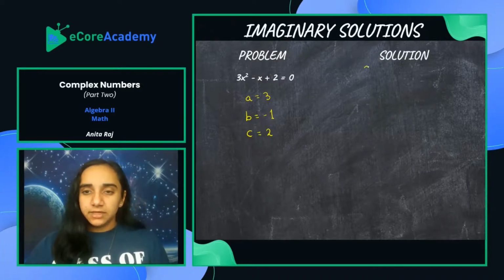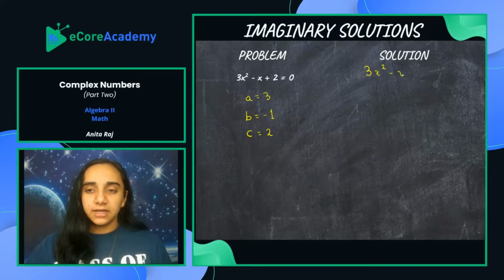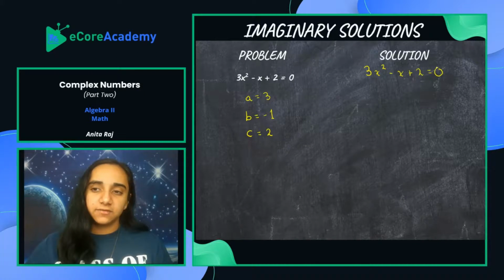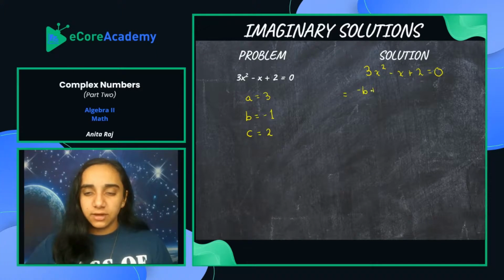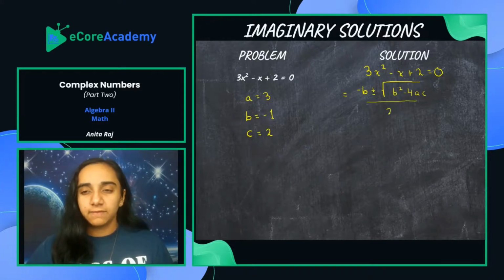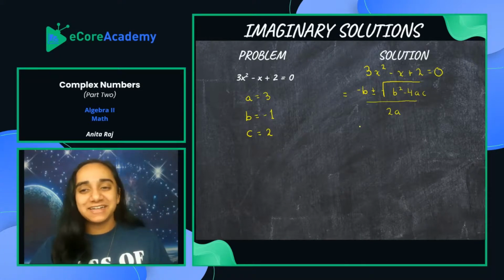Because we already did a problem like this, I'm probably going to go through this kind of quickly. So I'm going to rewrite the actual problem: 3x squared minus x plus 2 equals 0. And just for the sake of those of you who don't remember the quadratic formula, it's negative b plus or minus the square root of b squared minus 4ac over 2a. See how easily it comes after you've done it so many times? Trust me, it'll come easy to you as well.